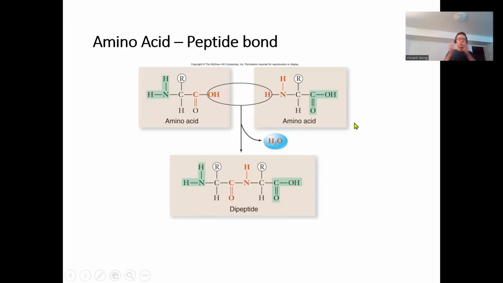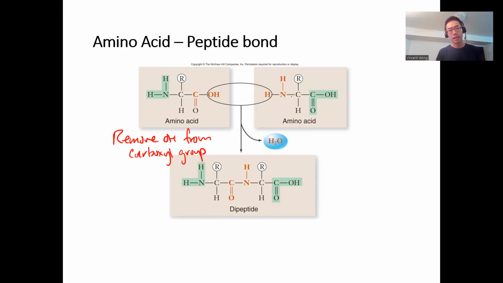Now, how do we connect two amino acids together? By now, you should be familiar with the process. We've learned it so many times already. We will be using dehydration synthesis. Okay, so we will remove an OH from the carboxyl group, and then we will remove an H from the amino group.